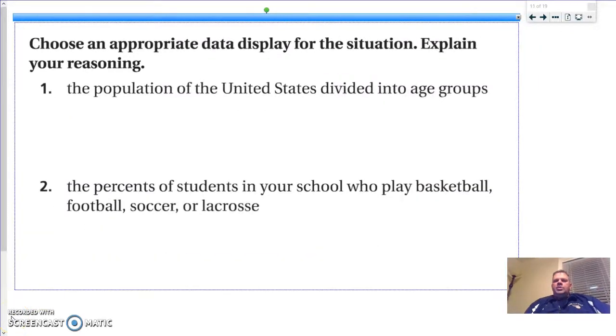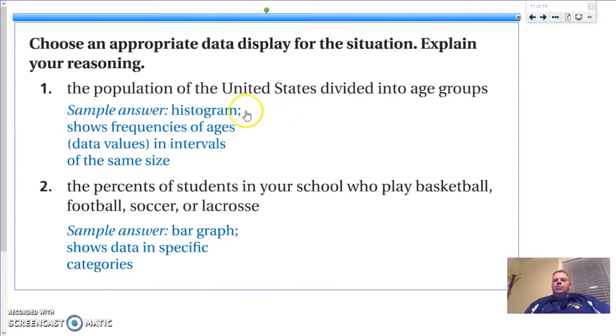When we talk about the population of the United States divided into age groups, we would probably use a histogram because we would break them into even groups, maybe 0 to 10, 10 to 20, and so on, so that we could come up with those intervals of the same size. The percents of students in your school who play basketball, soccer, lacrosse, and football, we could use a bar graph. Possibly we might use a circle graph as well, but bar graph would probably be our best answer for that one.